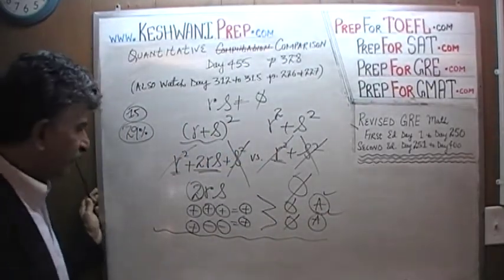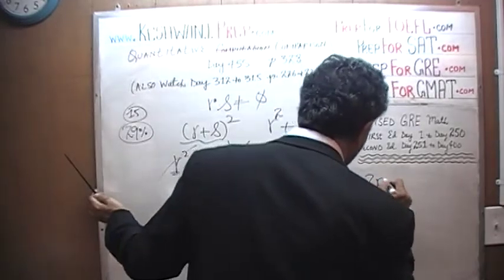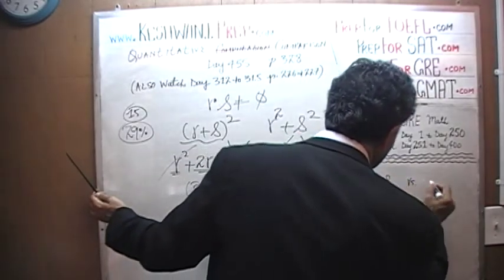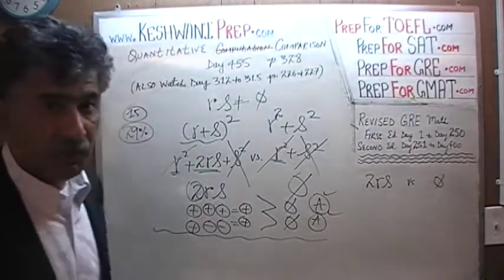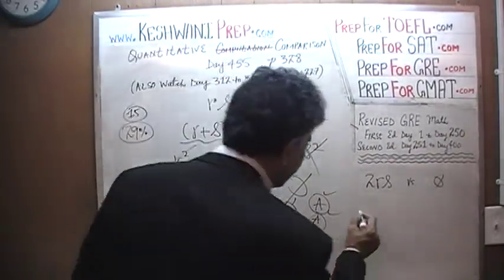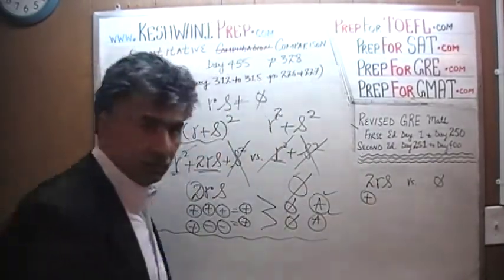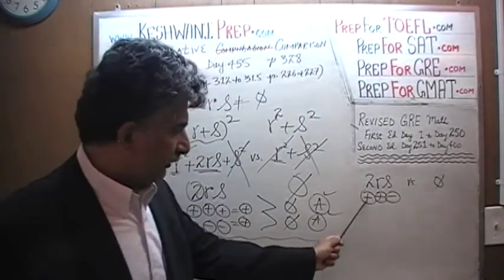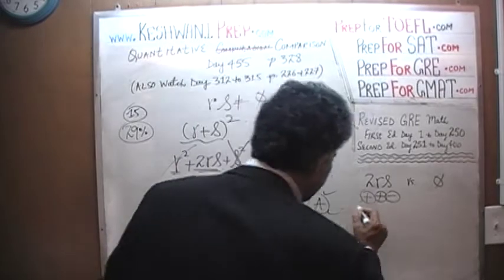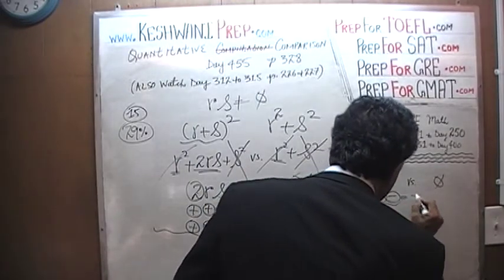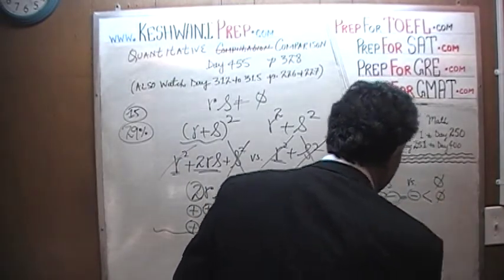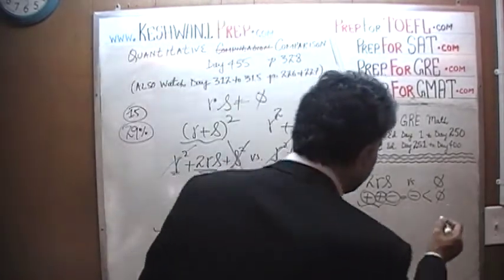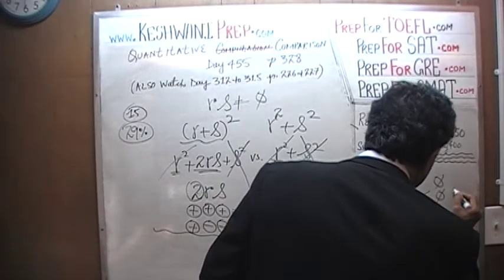But if they are the opposite sign, let's do it here, the opposite sign, 2 times R times S versus 0. If they happen to be of the opposite sign, then let's find out what happens. Again, 2 is a positive quantity. If R happens to be positive and S happens to be negative, then positive times negative is going to be negative, and negative is going to be less than 0, in which case the answer is going to be B.